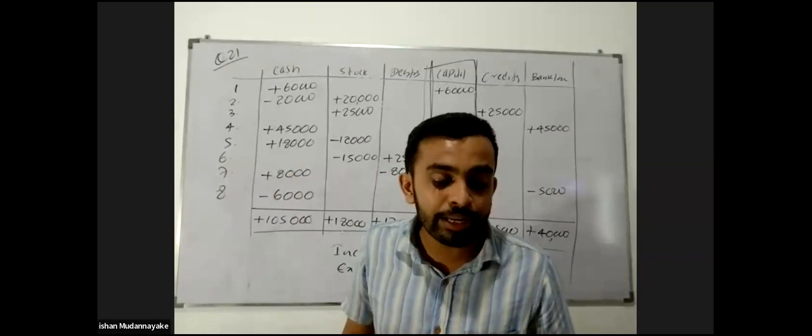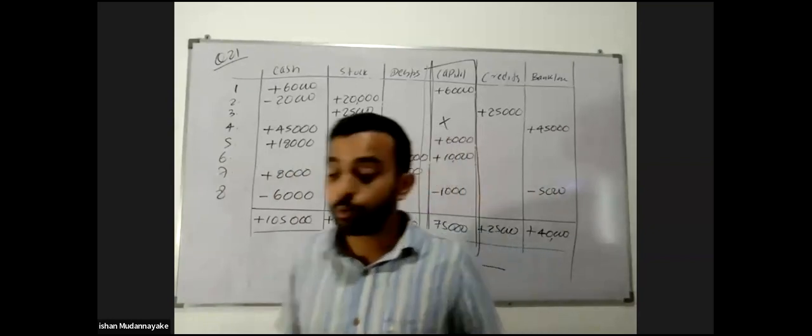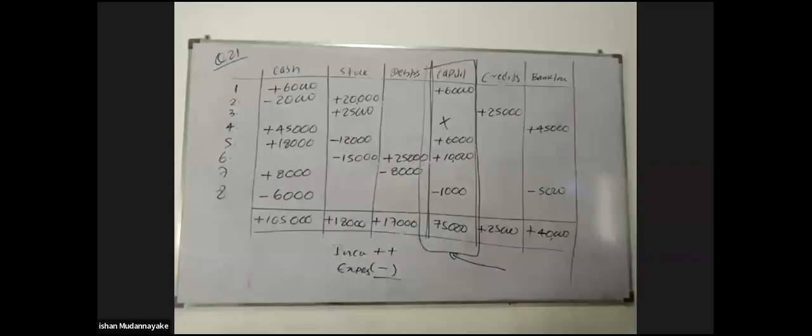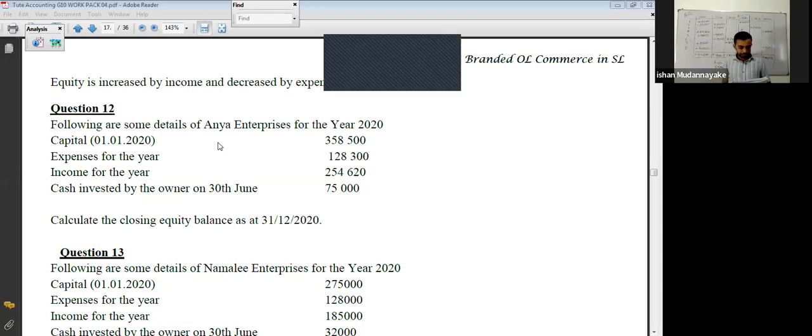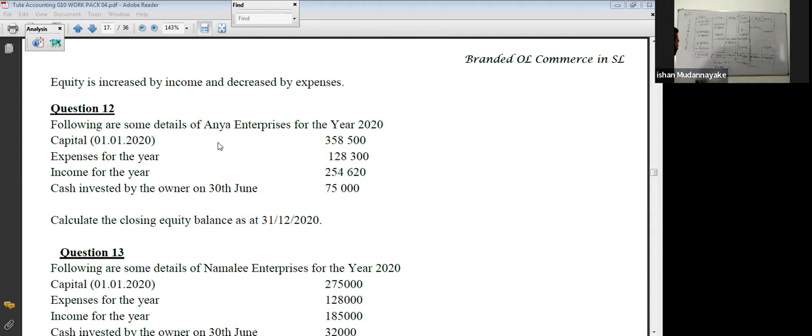Question number 12 asks you to calculate the closing equity balance as of 31st December 2020. Calculate the closing equity of the business organization, the closing capital balance. A simple calculation. Here is the movement in the capital line, in the accounting equation, the equity column. Quickly, we will do question number 12.